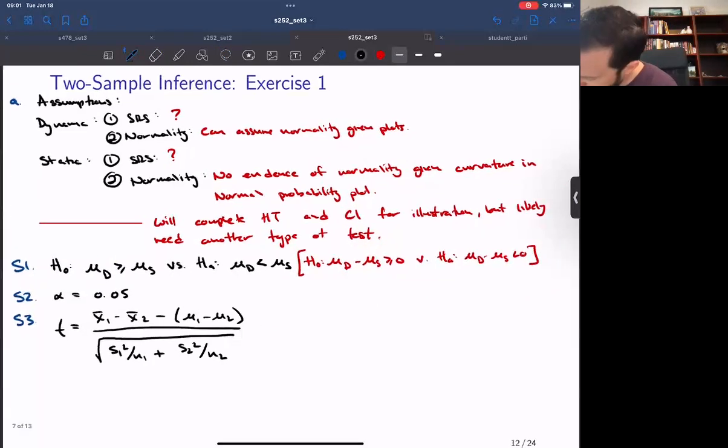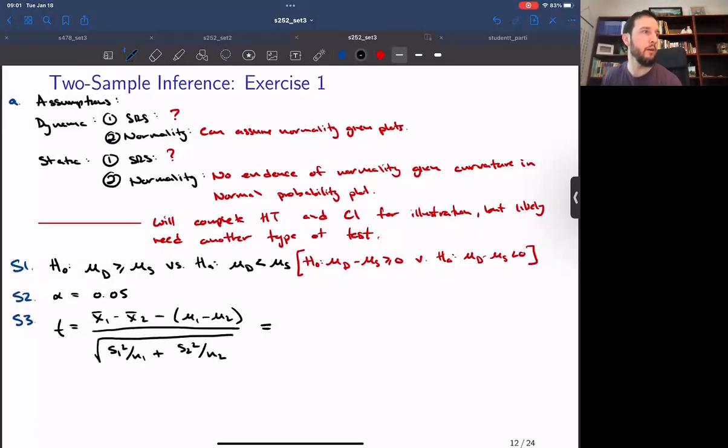Okay, so now we're going to start subbing in. So we have 7.36 minus 10.50 minus 0. Okay, so notice here I have the 0 quantity. That comes from this expression of the null and alternative.